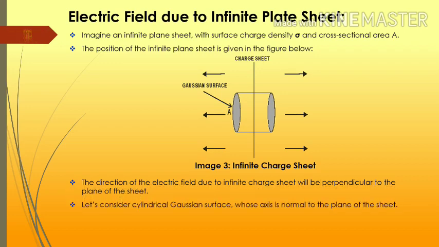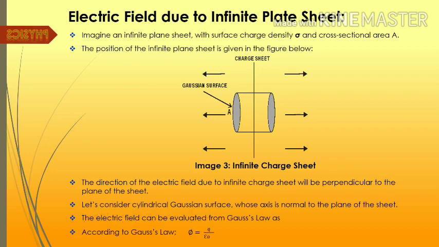Let's consider a cylindrical Gaussian surface. The axis is normal to the plane of the sheet. The electric field can be evaluated from Gauss's law as, according to Gauss's law, phi equal to q divided by epsilon naught.